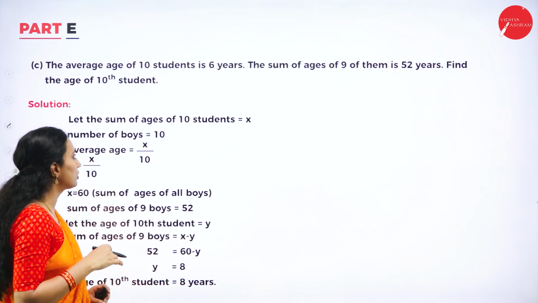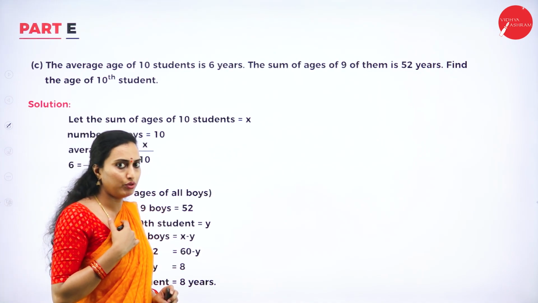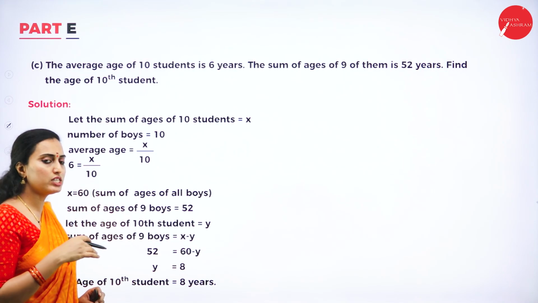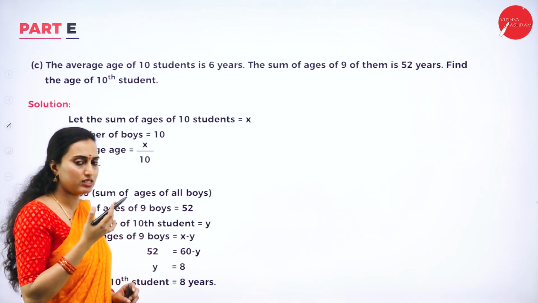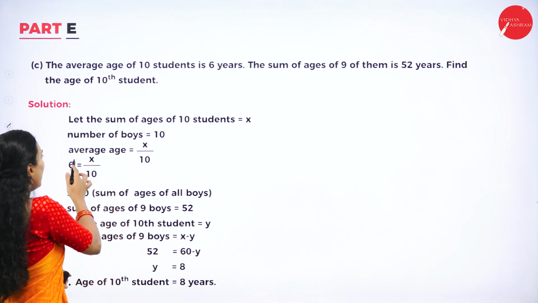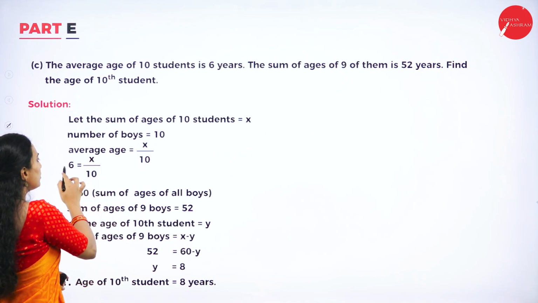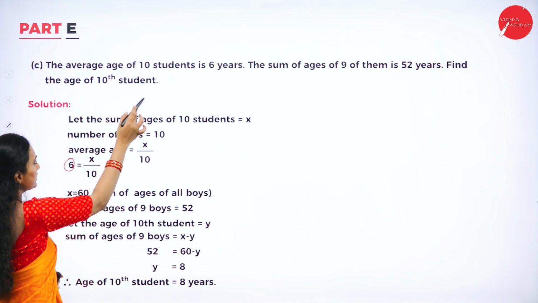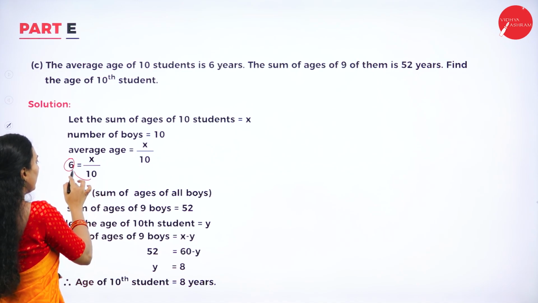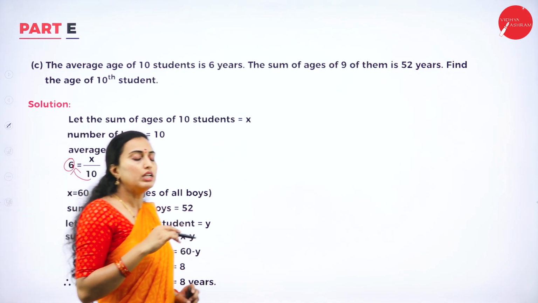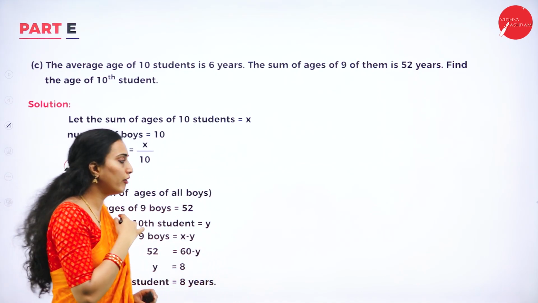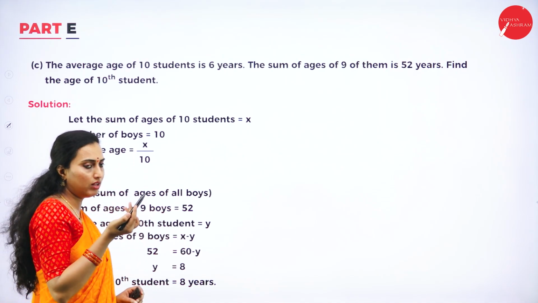Now the sum of the ages of the 10 students, let it be x. The number of boys is already given as 10, that is the number of students. So the average age is x by 10. The average age they have given is 6 years. So 6 is equal to x by 10, so x is equal to 60 years. That is the sum of ages of all boys or all students.